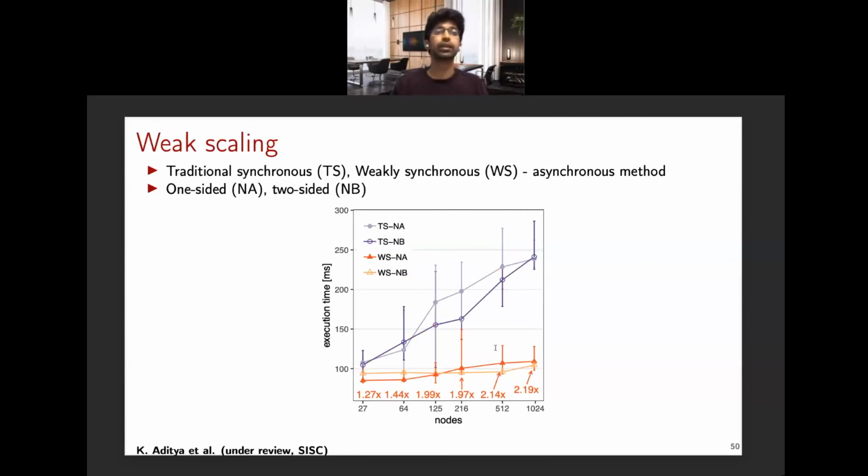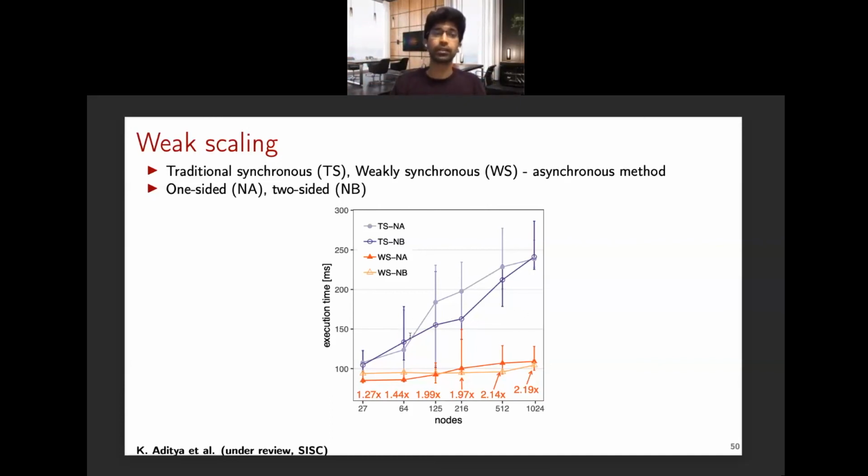So we do the same thing in a weak scaling fashion. In the weak scaling case, you take a particular computational effort per core, and as you increase the number of processors, you also increase the size of the problem, so that the overall effort should remain constant, or the execution time should remain constant. So ideally, we should find a flat line.